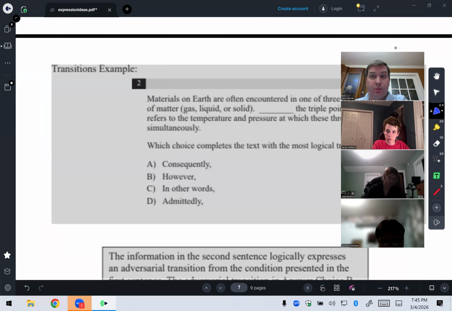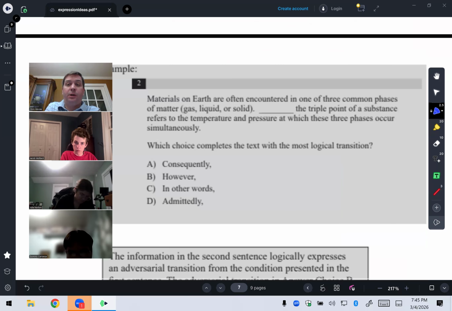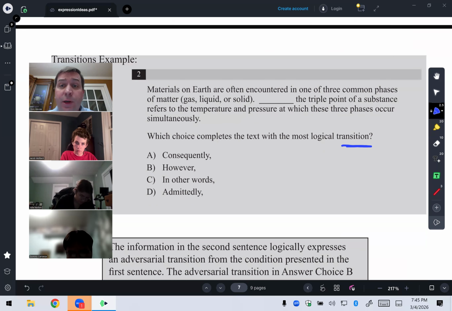Here is our sample transition question. All right, we immediately know it's a transition question. They always tell us. Materials on Earth are often encountered in one of three common phases of matter: gas, liquid, or solid. Blank, the triple point of a substance, refers to the temperature and pressure at which these three phases occur simultaneously. Okay.